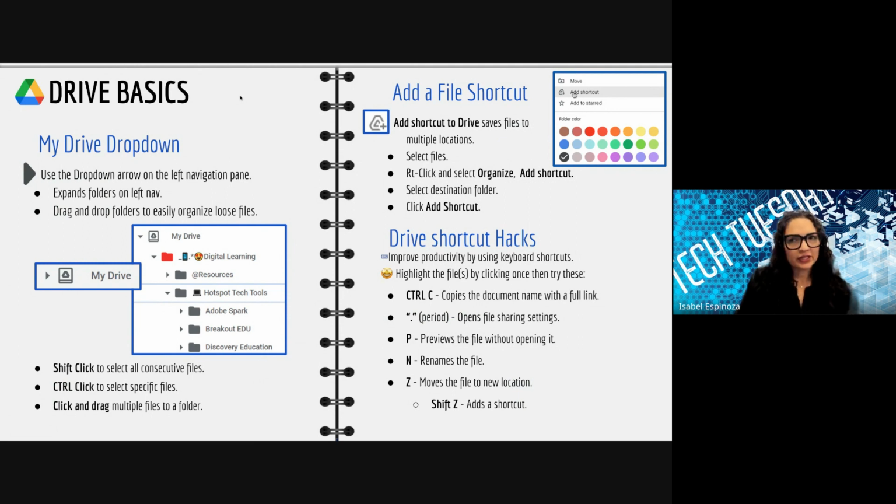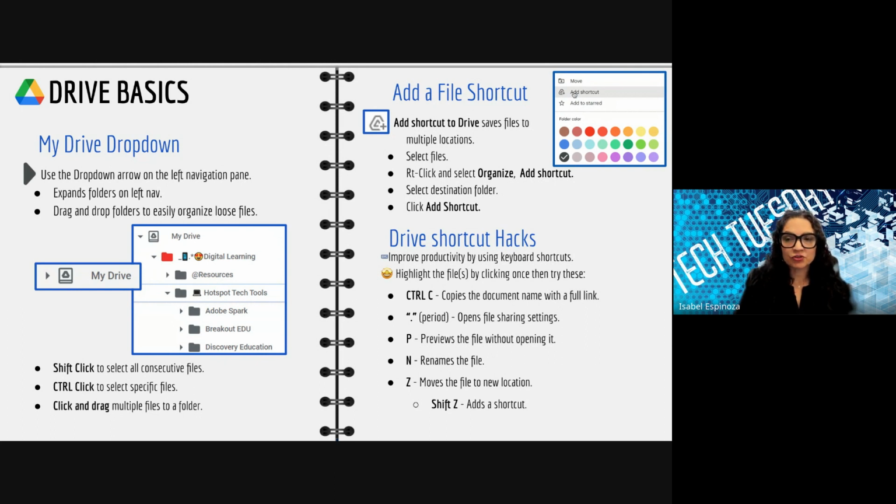Something really cool here that you could do, you can also add shortcuts if you have files or folders that you want shortcuts to in different locations within your Google Drive. You can always right click on your file, and then you click on organize, and then you click on add shortcut, and then it'll ask you where you want to move it to, and it'll look like the little folder with a little arrow, which means it's a shortcut. So you can move shortcuts and put them in different places.